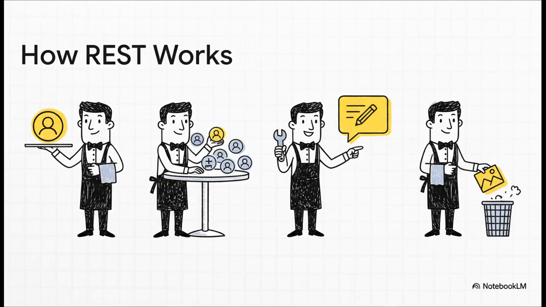Well, a REST API uses a set of really simple, clear commands, kind of like just telling the waiter what you want. You can say GET to see a user's profile. You can POST to add a new friend, PUT to update your status, or DELETE to get rid of an old photo. It's super straightforward, and it uses the very same language the entire web is built on.